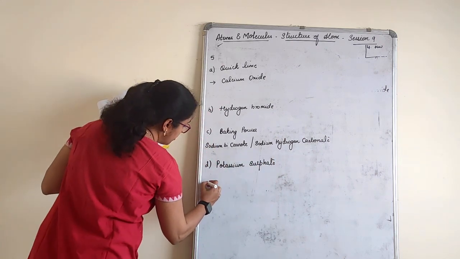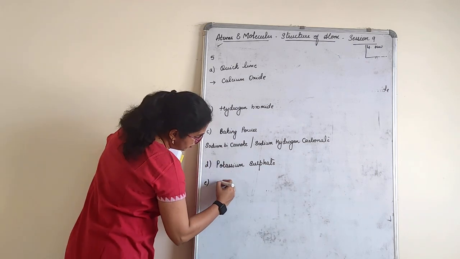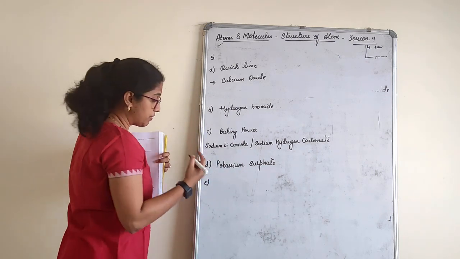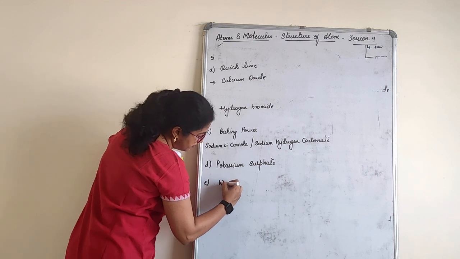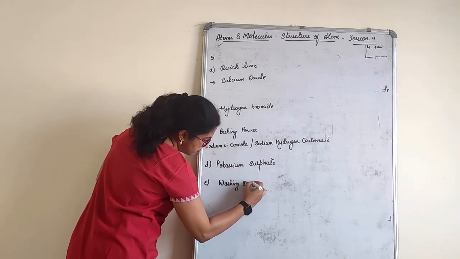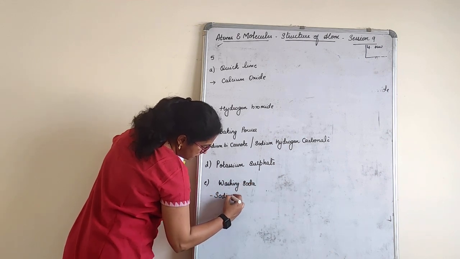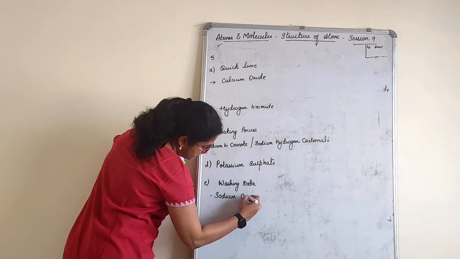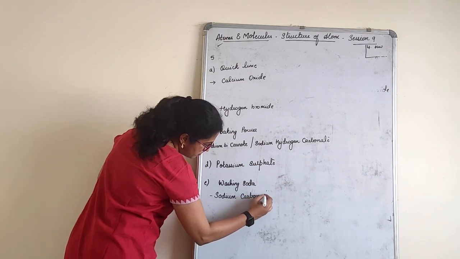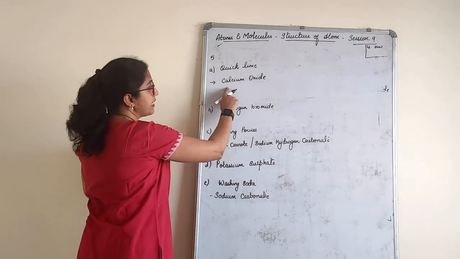Okay. Few more names I will give you. Baking powder is over. I am giving you few more compounds here. Washing soda. This is sodium carbonate.